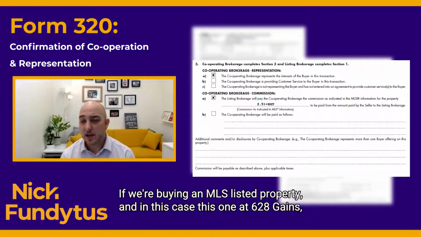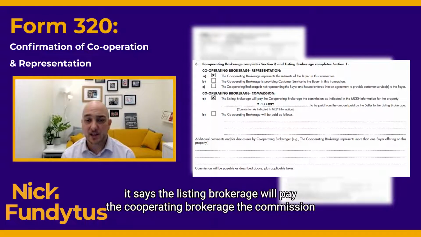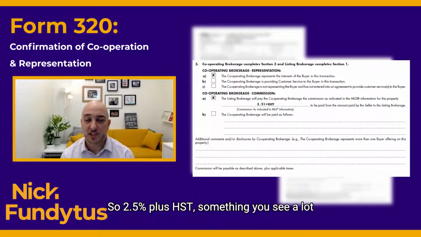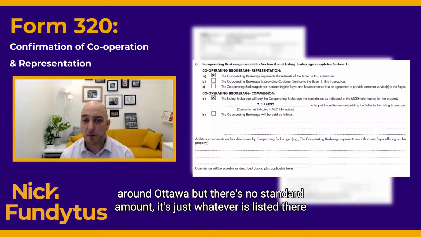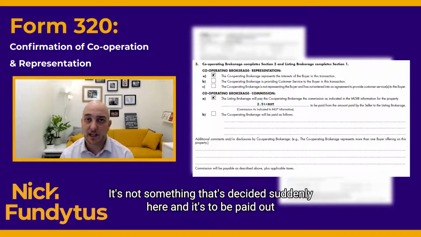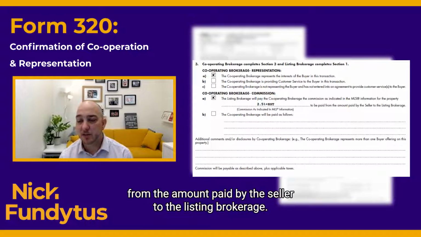In this case, this one at 628 Gaines, it says the listing brokerage will pay the cooperating brokerage the commission as indicated in the MLS information for the property. So 2.5% plus HST, something you see a lot around Ottawa, but there's no standard amount. It's just whatever is listed there. And it is something that is determined in the listing agreement. It's not something that's decided suddenly here. And it's to be paid out from the amount paid by the seller to the listing brokerage.